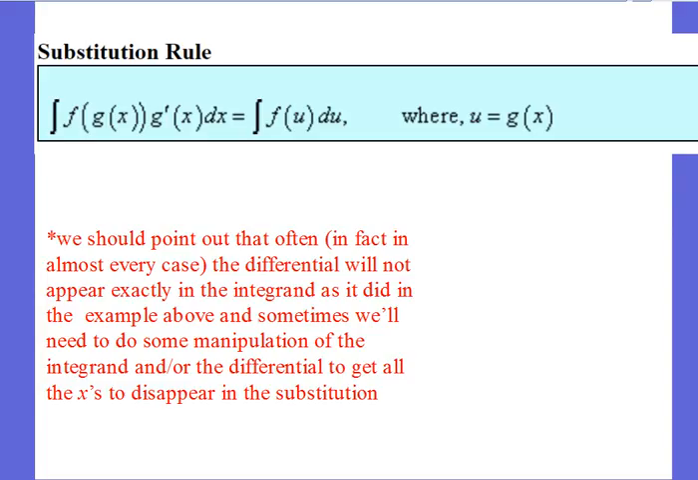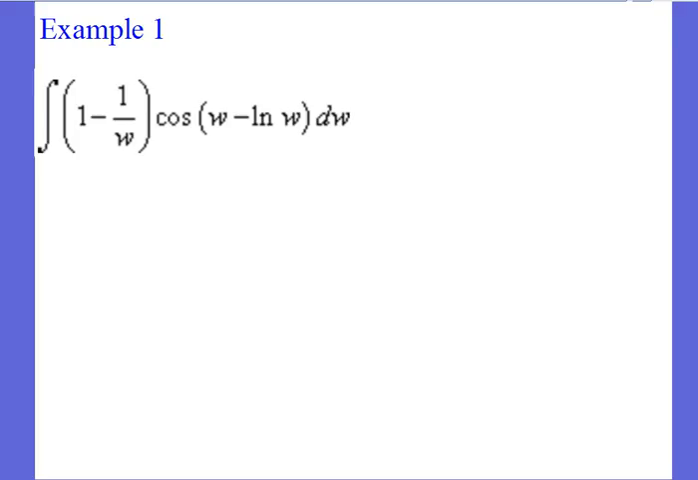Okay? So I'm going to give you a couple seconds. You really need to take this to heart. Write it down if you have to. And here we go. Okay, so let's get some more examples going. Here we go. So I have the integral of 1 minus 1 over w, cosine of w minus ln of w, dw.